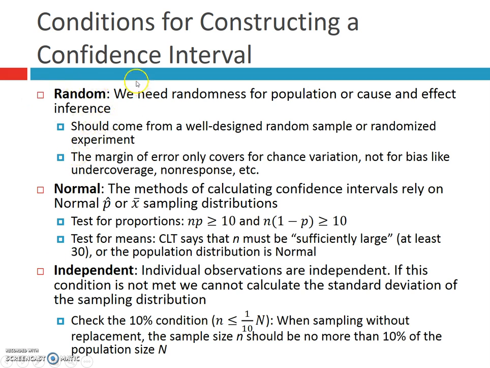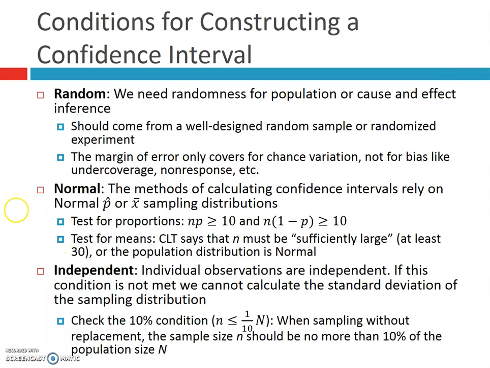So the new one is our random condition. We need randomness for population or cause and effect inference. That's what we talked about back in chapter 4, I think. So our data should come from either a well-designed simple random sample, or a randomized experiment. Margin of error only covers chance variation, not bias like undercoverage or non-response. So you have to get your data in a legit way. Margin of error just covers the idea that there might be some chance variation.